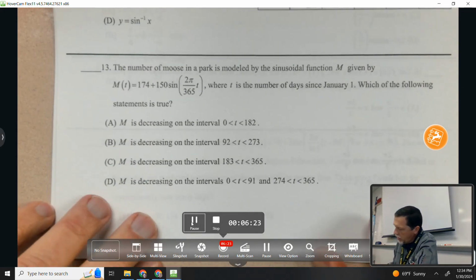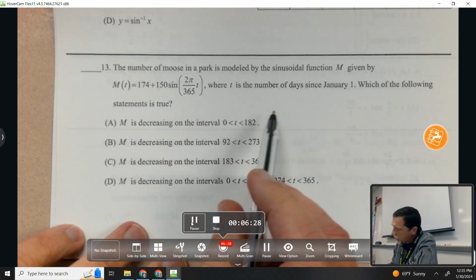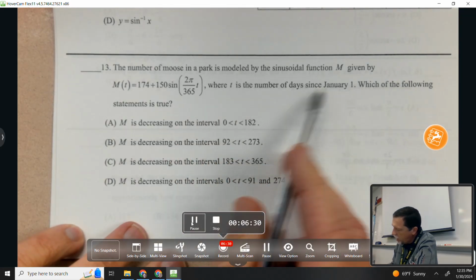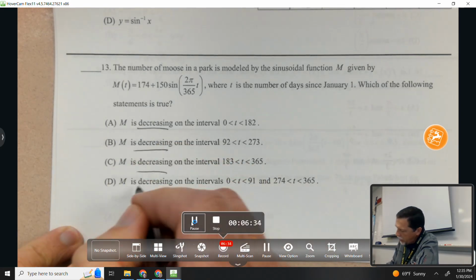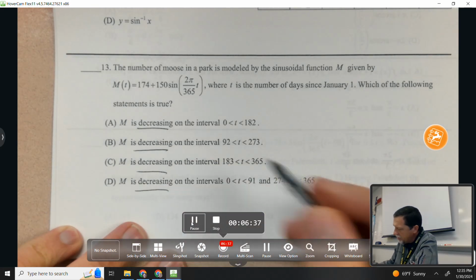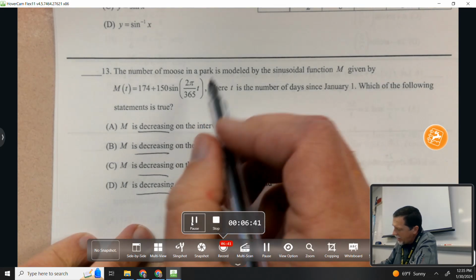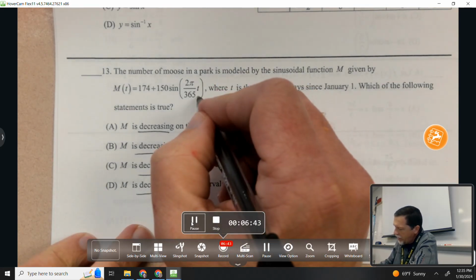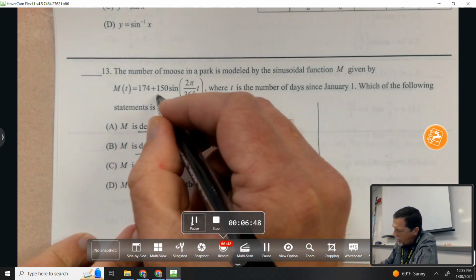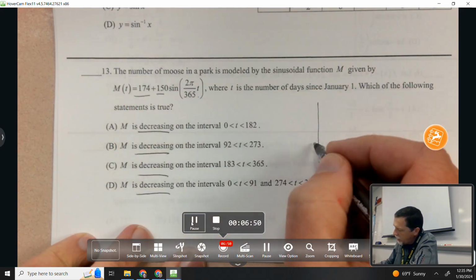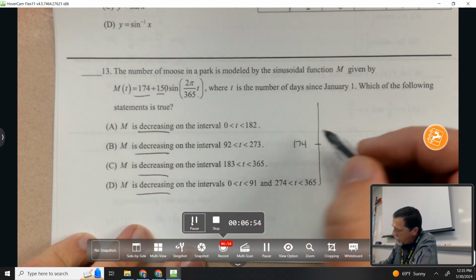Number 13. The number of moose in a park is modeled by this function, where t is the number of days since January 1. Which of the following is true? So basically, where is it decreasing? I don't want to do the details of this. I think I want to just know that there's no phase shift. My midline is at 150. No, my midline would be 174.